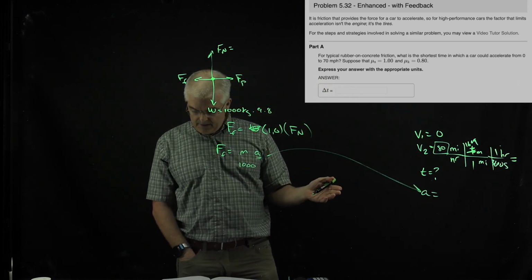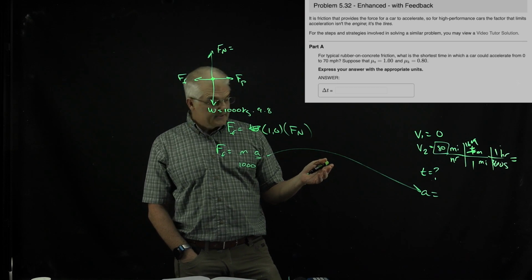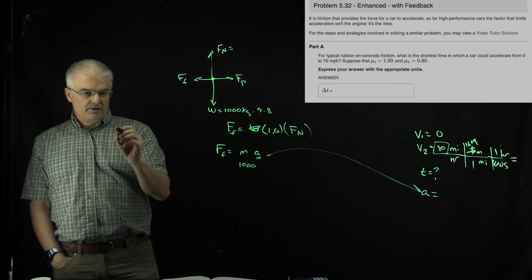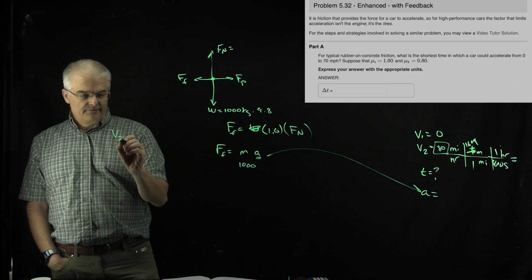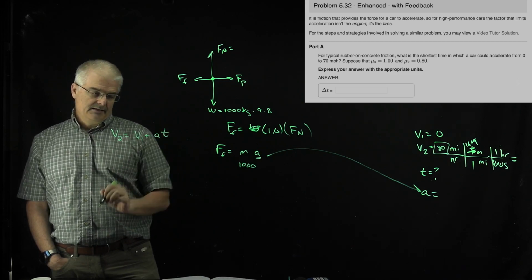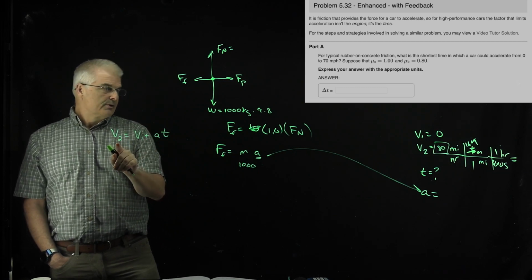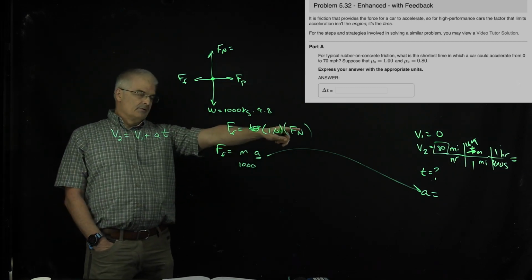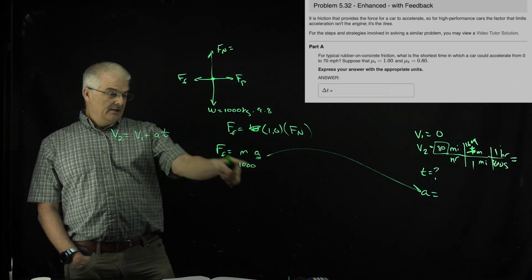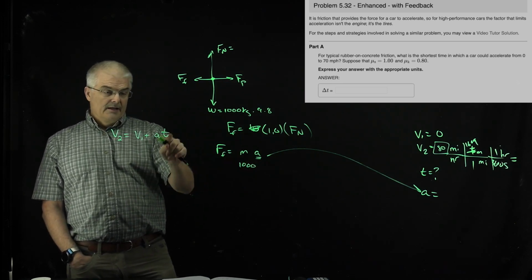And at that point, we can solve for time. Now, in my world of kinematics equations, I would use the equation V2 equals V1 plus AT. And you're trying to solve for T. What is V2? You have to convert to meters per second over here. What is V1? That's 0. What is A? That's what you got right here, right? And you're solving for T.